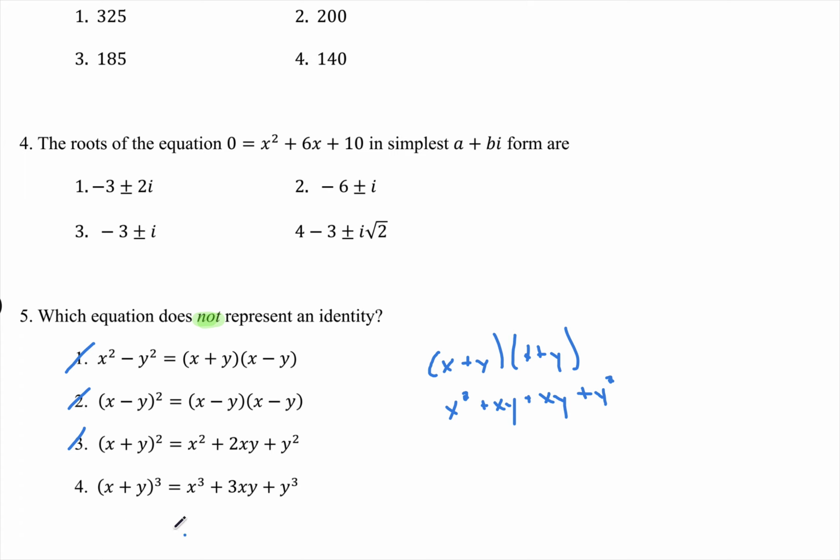That means this one right here is the only one that is not an identity. And if I looked at it a little bit closer, the second you have this, you're doing this 3 times, because that's x plus y squared times another x plus y. You're going to have a ton more terms. It's not going to look as simple as this. Answer choice number 4 is correct. And we did that by basically proving the other ones were correct. So sometimes you've got to mix and match. Page 1 in the books.